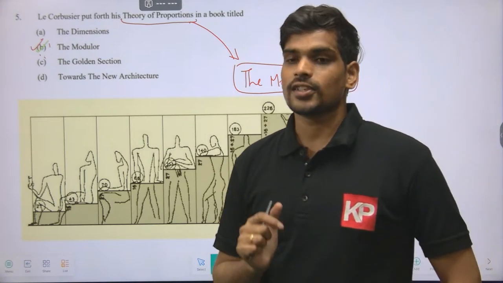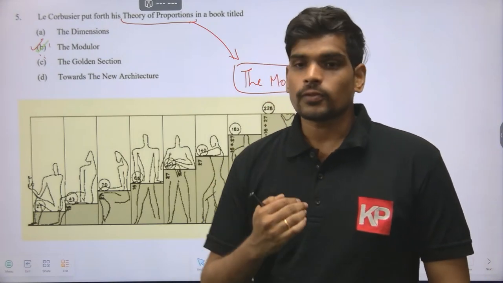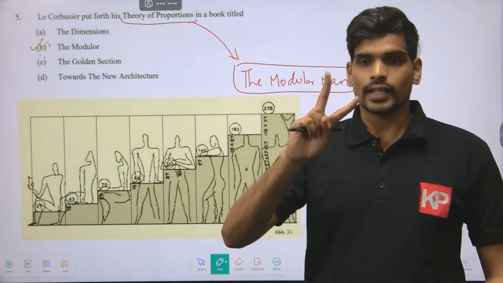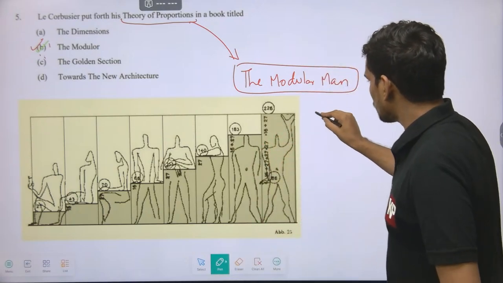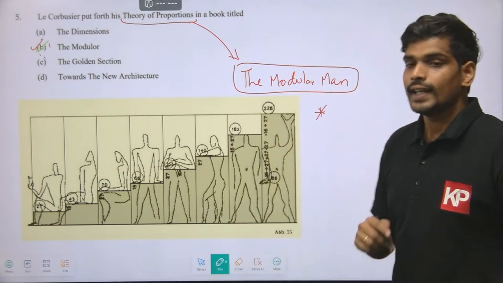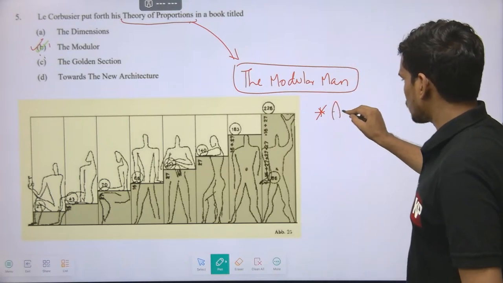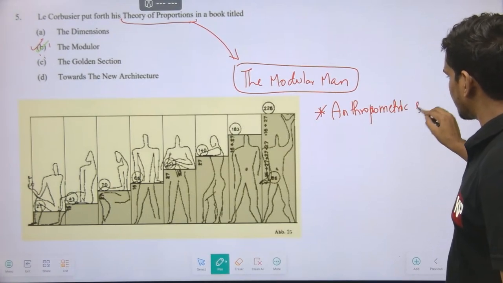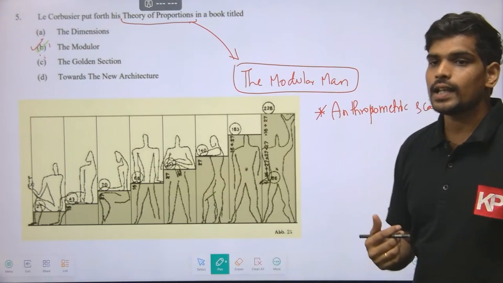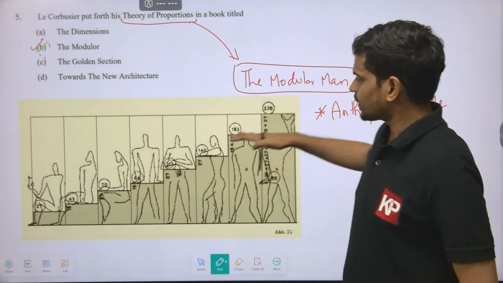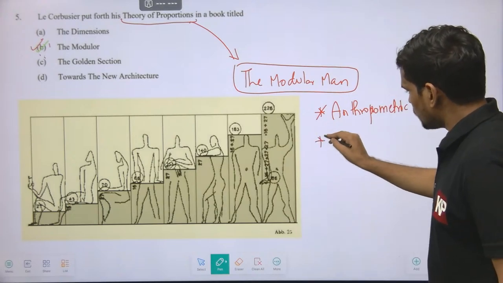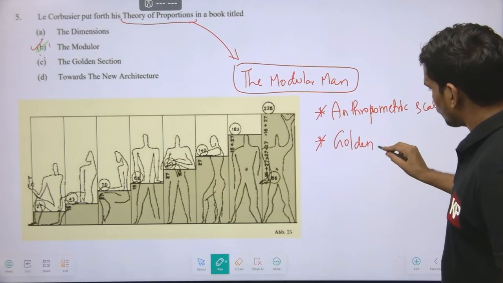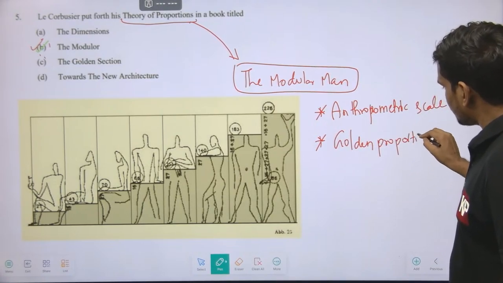Now, you can also get questions in competitive exams like, what are the inputs for the proportioning system, the modular man? The modular man, which was given by Le Corbusier, has two major inputs. Remember, that is also important. What are the two inputs for the proportioning of the modular man? Number one is the anthropometric proportioning scale. What is an anthropometric scale? A scale based on human measurements. That's number one. Number two, it is a scale which also takes inputs from the golden proportion.